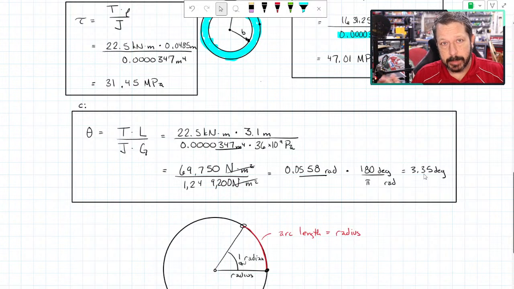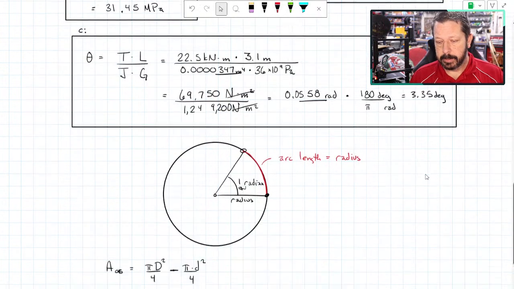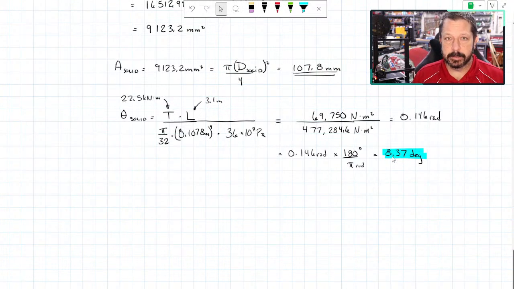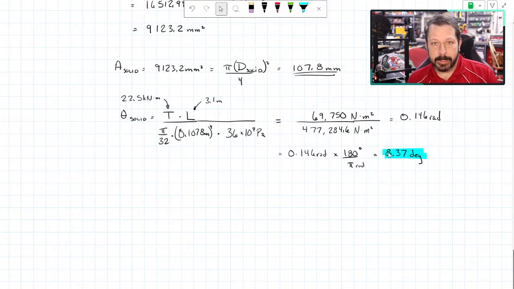Same amount of material, hollow, larger diameter, but hollow on the inside. And the solid one has significantly more than double the angle of twist when it's the same amount of material but solid. So same weight, same everything else.